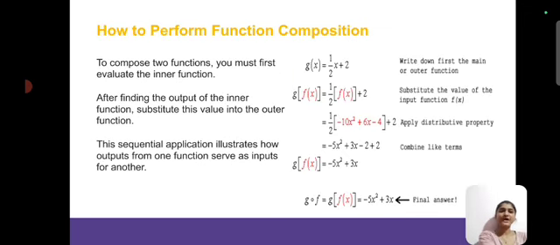How to perform function composition? To compose two functions, you must first evaluate the inner function. After finding the output of the inner function, substitute this value into the outer function. This sequential application illustrates how outputs from one function serve as inputs of another. Write down first the main or outer function. Substitute the value of the inner function f of x, apply the distributive property and combine like terms.